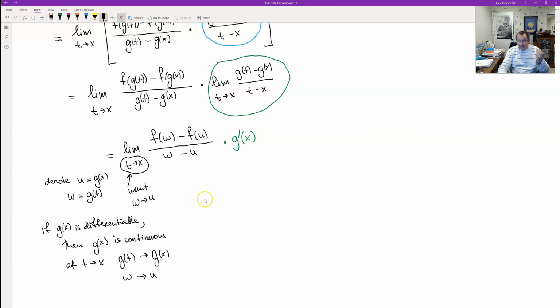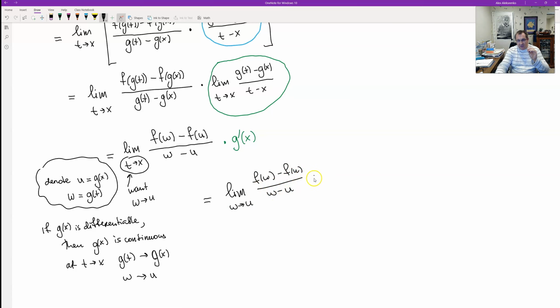And what it means is that we can replace the limit as t goes to x with all of these things in mind. We can replace that limit with a limit as w goes to u of f of w minus f of u divided by w minus u. And I will copy the g prime x because it didn't go anywhere. Well, now I hope we all recognize the derivative of function f in the first term. That's nothing but f prime u. And we have f prime u times g prime x.